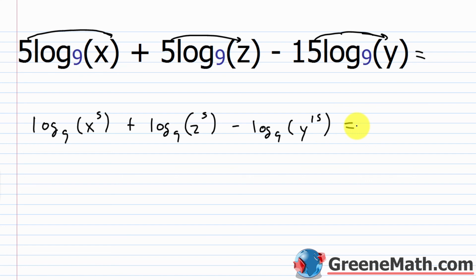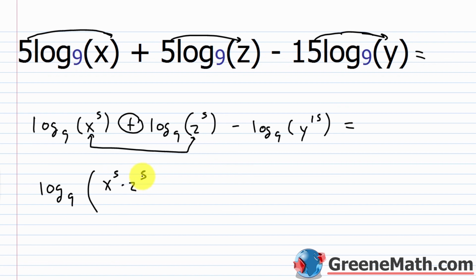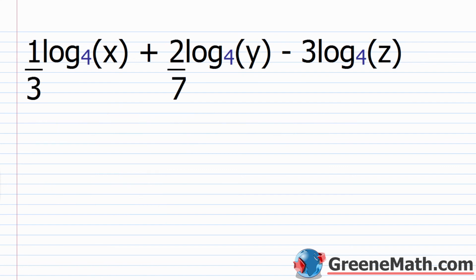All right, now the next thing we want to think about is we have log base 9, log base 9, log base 9. So log base 9 of what? We know these two, because there's addition here, this is multiplied by this. So it would be x to the 5th power times z to the 5th power. Then I have subtraction here. So these two are going to be in the numerator. This guy right here that's after the subtraction sign, it's going to be in the denominator. So this is over y to the 15th power. So that's going to be your simplified answer. So log base 9 of x to the 5th power times z to the 5th power over y to the 15th power. All right, let's take a look at one more problem.